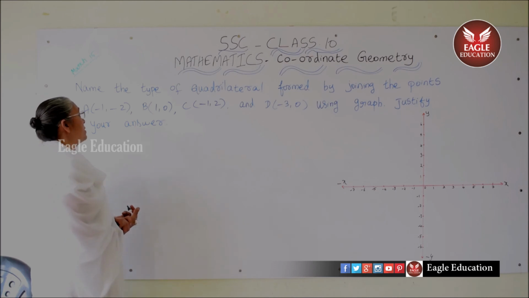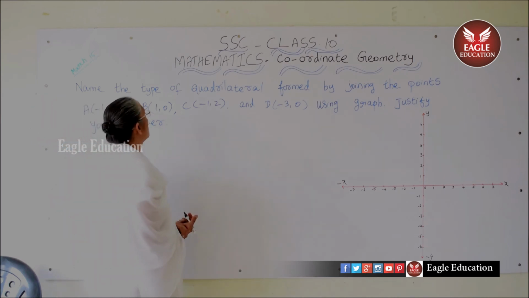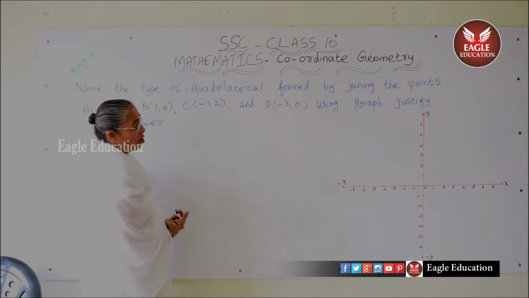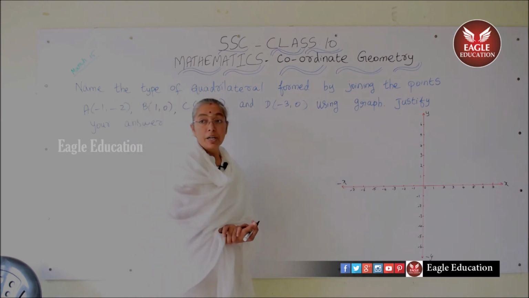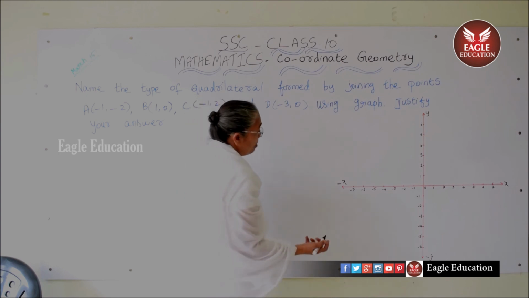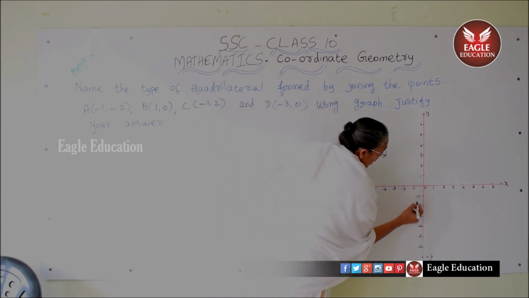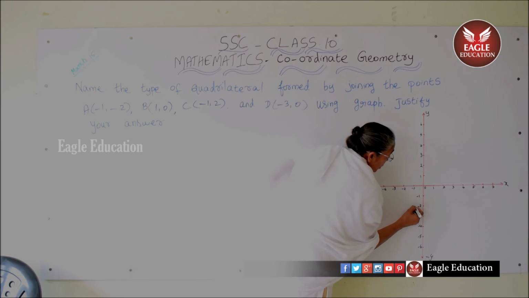Point A is given as minus 1 comma minus 2. So both x and y coordinates are negative, so this will be in the third quadrant. So minus 1 comma minus 2: x is minus 1, y is minus 2. So in the third quadrant, this is point A.